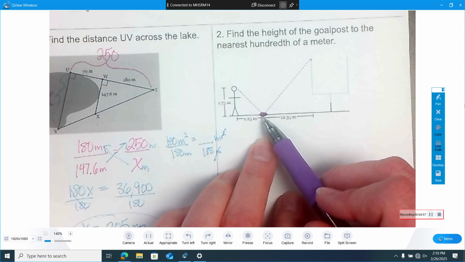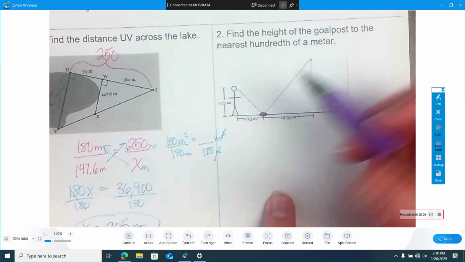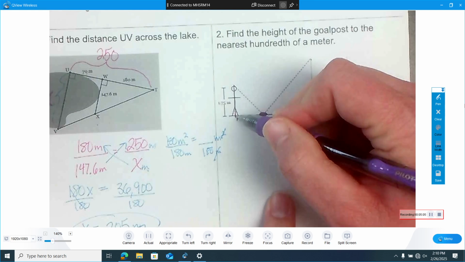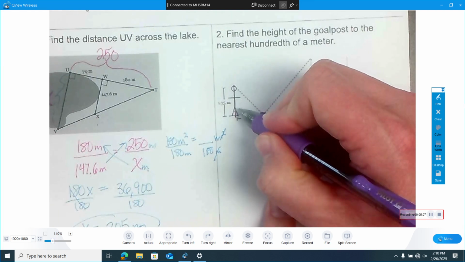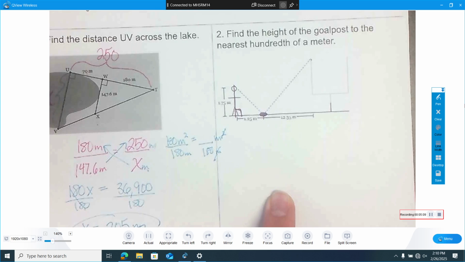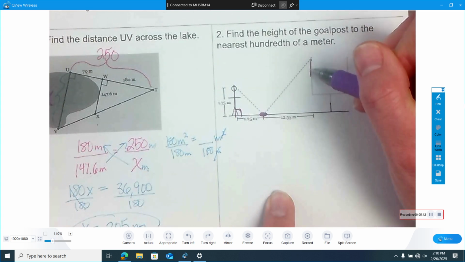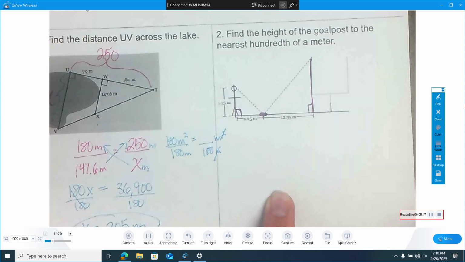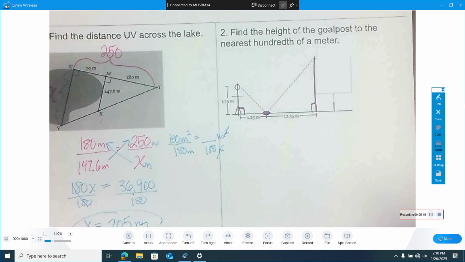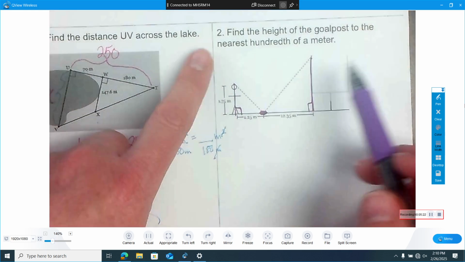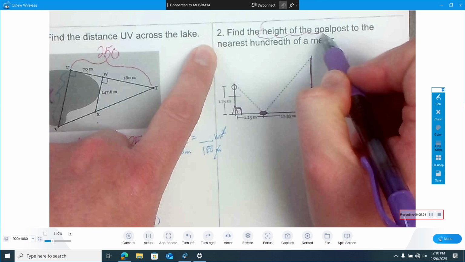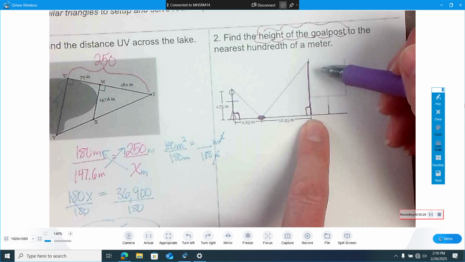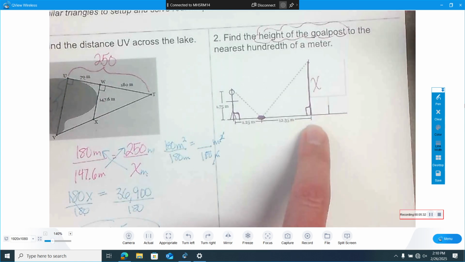So what we've got here is some triangles. I have the triangle with the height of the guy. He is perpendicular to the ground. And I have this goalpost, and again, we've got to see triangles here. And again, we're hoping that that goalpost is straight up and perpendicular to the ground. Our job here is to find the height of the goalpost. I don't know what it is. What should I call it? X. X, sure. We're going to call it X.